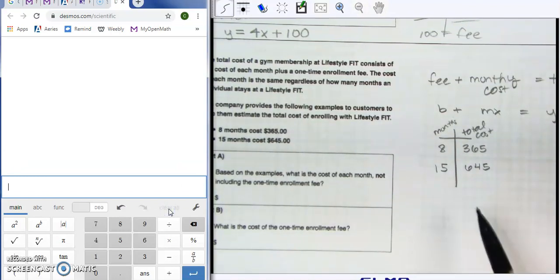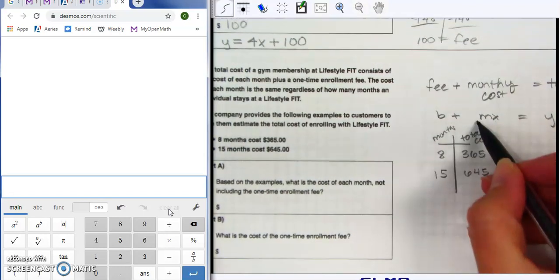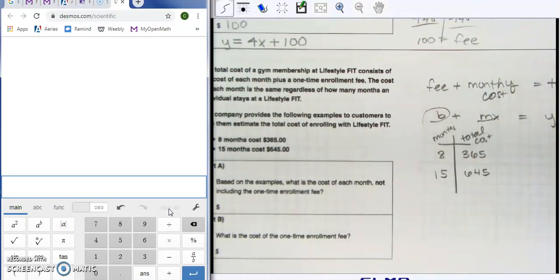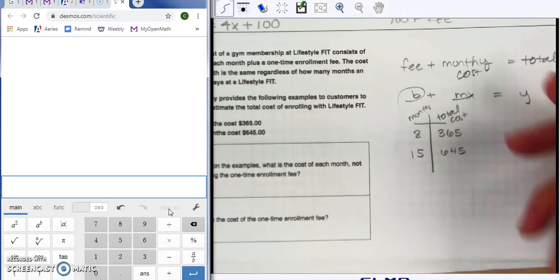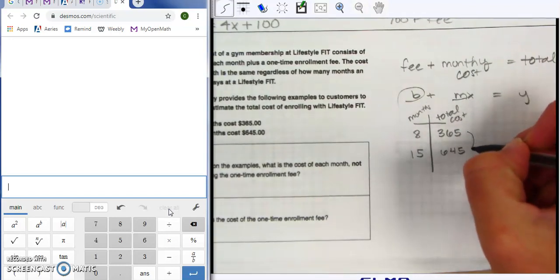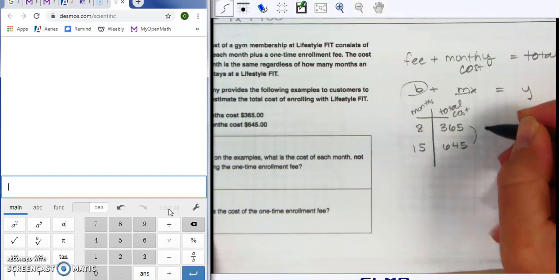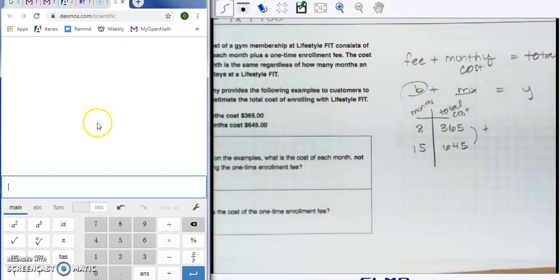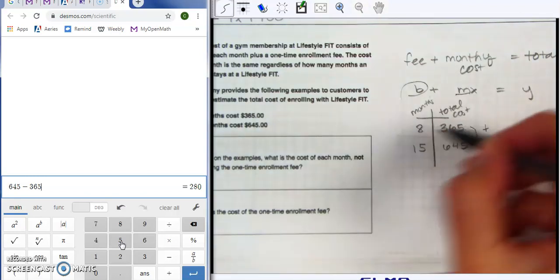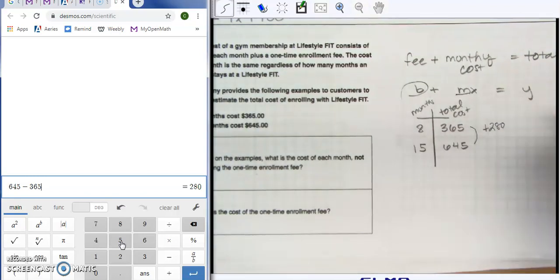All right, so we've got to use what they've given us to figure out what they're charging us every month and what that enrollment fee was. Basically, it's our slope and our y-intercept. We're always finding the same thing. So let's see the change in the cost, from 365 to 645. Again, if you'd like to just use the calculator for these things, that's okay. 645 minus 365 tells me that the change in cost there was $280.